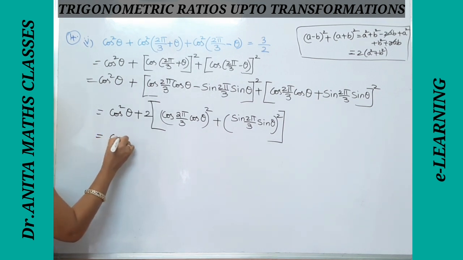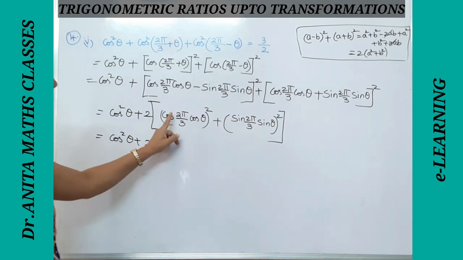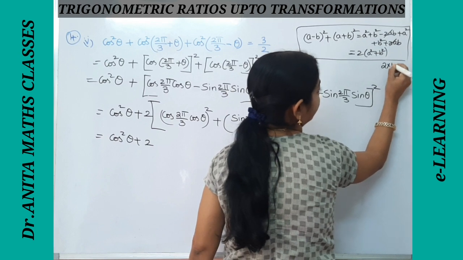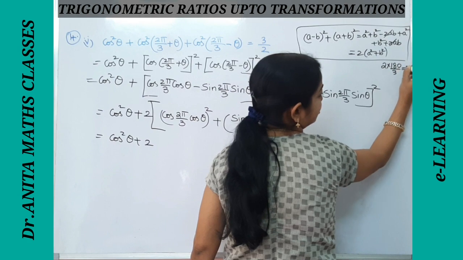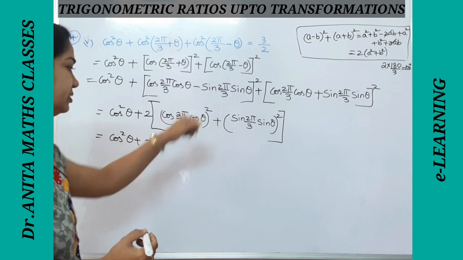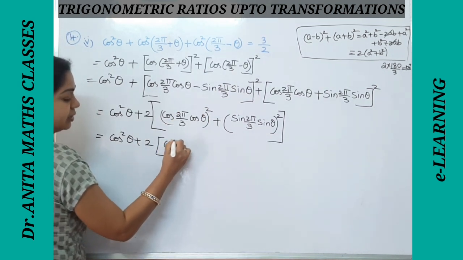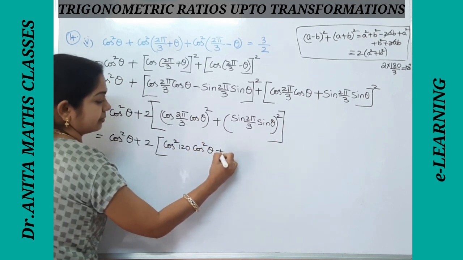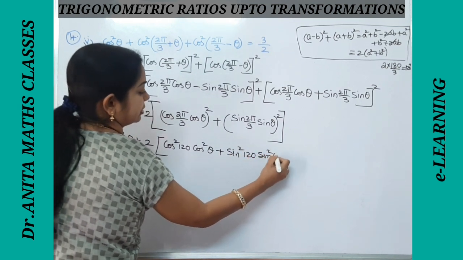And if you write here cos square theta plus 2 into, here you can resolve this, 2 pi by 3. So if you take 2 into 180 by 3, this comes to 60. Here 60 into 2, 120 degrees, isn't it? So we can directly write cos 120 degrees. Right. Cos square 120 degrees, square I can give to both. Cos square theta plus sin square 120 degrees sin square theta.